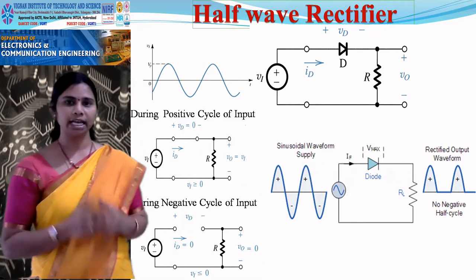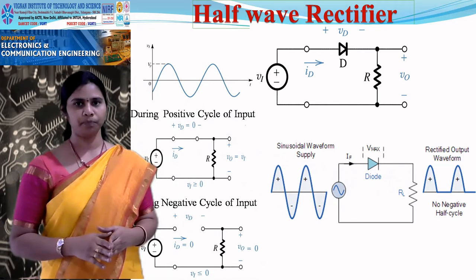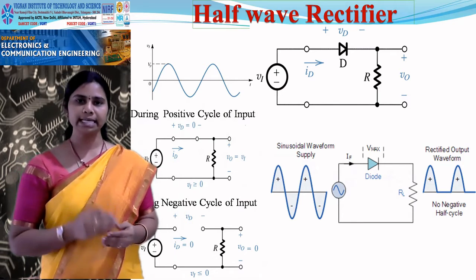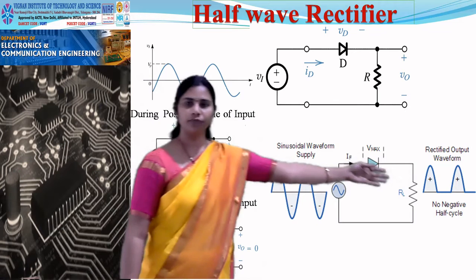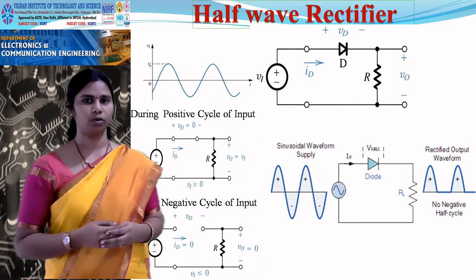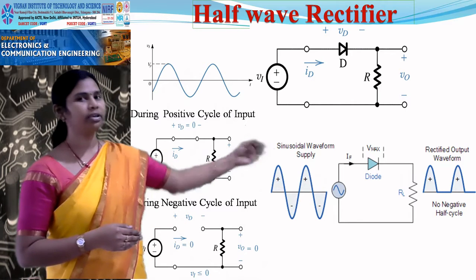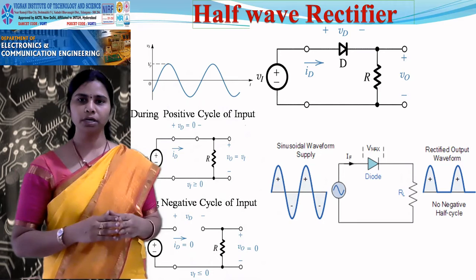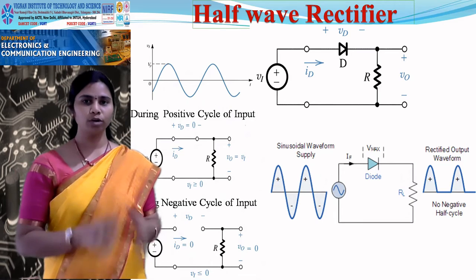Still, it is unable to rectify completely. You are having AC content in the output of this half wave rectifier. How much is this AC content? We will find it out. But as you can graphically see, the output is not there for negative half cycles.